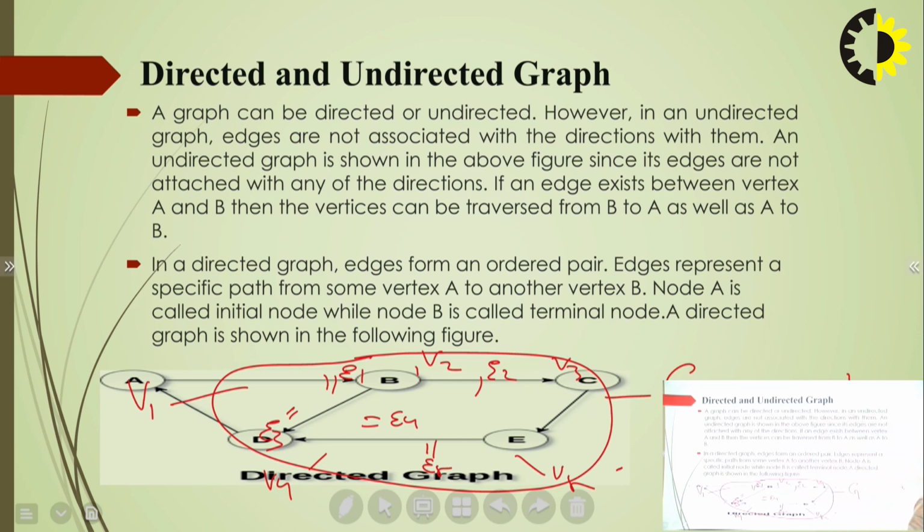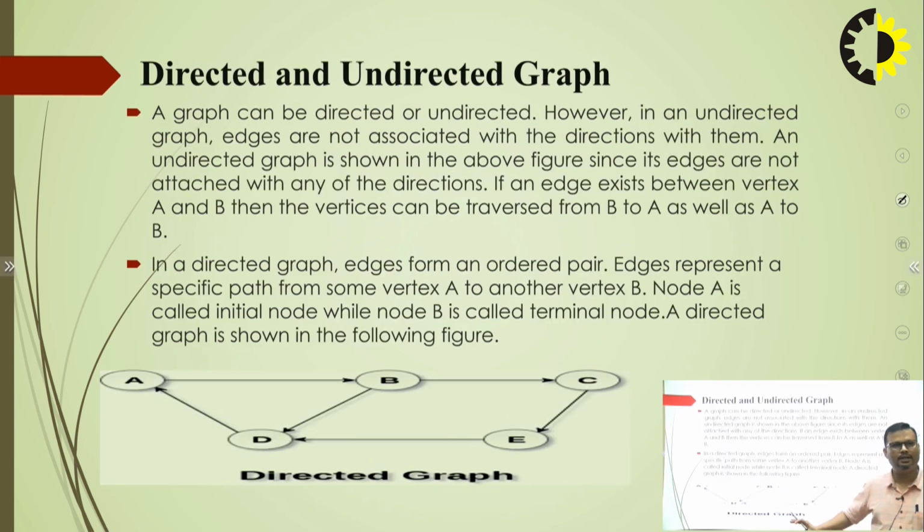Let's suppose that a graph can be directed or undirected. In an undirected graph, edges are not associated with any direction, as shown in the figure above, since its edges are not attached with any direction. If an edge exists between vertices A and B, then the vertices can be traversed from B to A and from A to B. If no direction is given, then we consider both sides. Suppose we consider C to E. This is the undirected graph, and next is the directed graph.